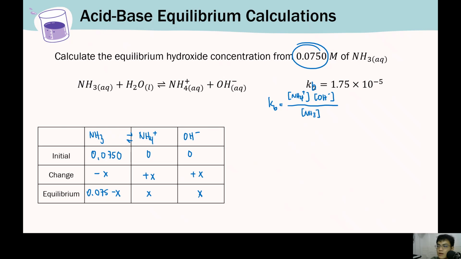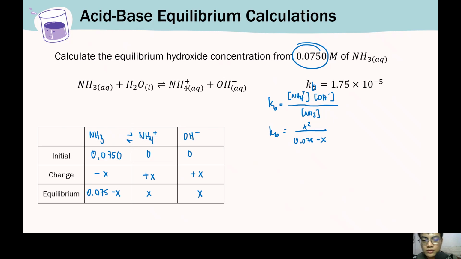Okay, so that's our equation. All we need to do now is to include the equilibrium into the K expression. Yung Kb, mamaya ko na siya ita-type. Okay. So NH4 is X, OH is also X, so X times X is X squared. Then for the ammonia, that's 0.075 minus X. Okay, pagdating dito, hold ka muna.